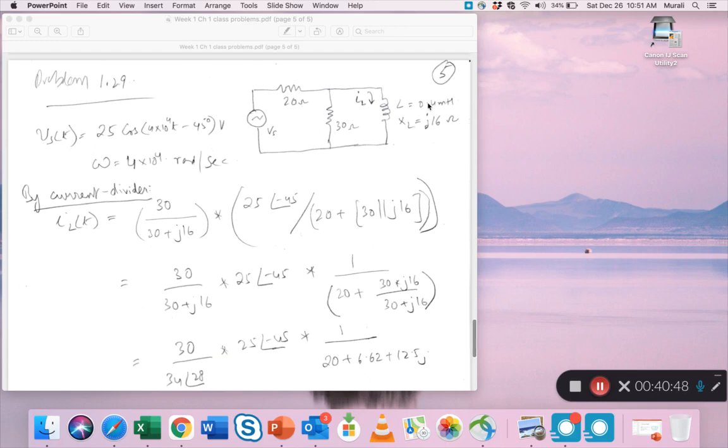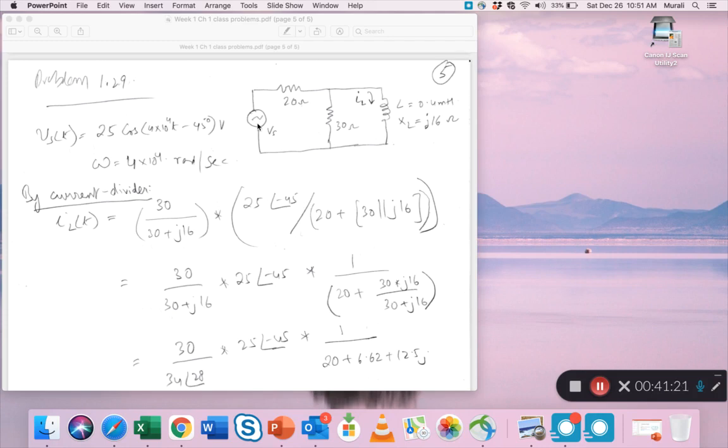First step, you take the L equals 0.4 millihenries, convert that into XL, which I didn't write the formula here, but you know that XL, the impedance is j omega L, right? So if you take L, the omega is here, 4 into 10 to the power 4, you multiply the 2, you should get 16. So put a j. If it's a capacitance, you put a minus j, right? You remember that. So j, 16 ohms.